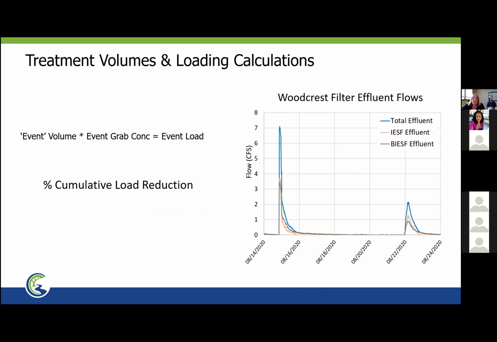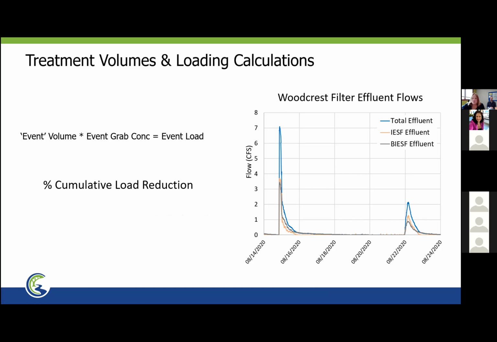And then we apply that event grab sample concentration. As Chase said, just one grab sample per event. We do try to vary it, and sometimes we get the rising limb of the hydrograph or the falling limb or the peak of the storm. So there's some variability there, but we recognize it's not perfect. It's just difficult when dealing with bacteria and when you can't use an auto sampler. But we multiply those to get the event load.